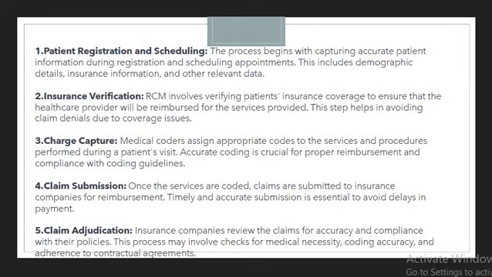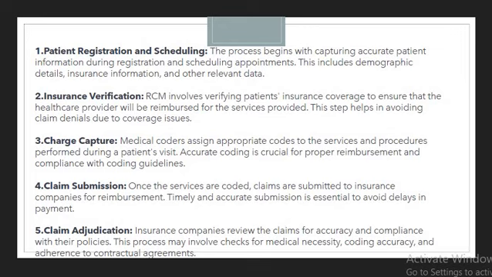So this step ensures that all the coverage that the healthcare provider is providing will be reimbursed for the services provided. Okay, this step helps in avoiding claim denial due to coverage issues. So all such types of denials, like claim denials or maybe any other blockers, will be resolved in this insurance verification, and it is also used to avoid fraud.